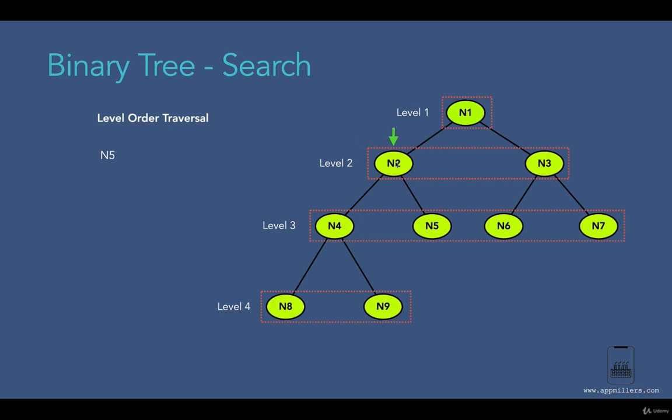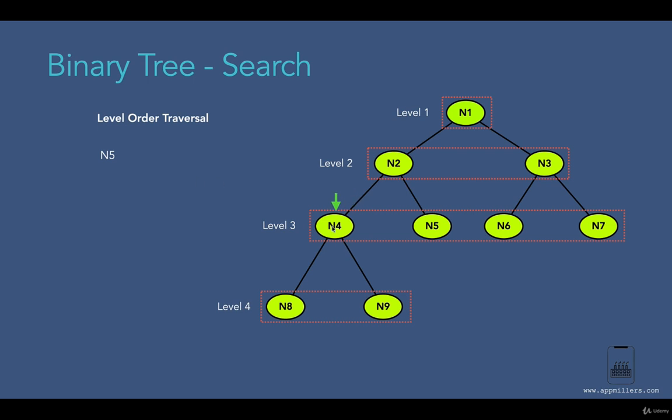In the next level, the first element is n2. We are going to check if n2 is equal to n5 or not. We see that it's not equal, so we continue to the next element. In the next element, we have n3. This is not equal to n5. So this means that we have successfully completed level 2, and we are going to continue to level 3.